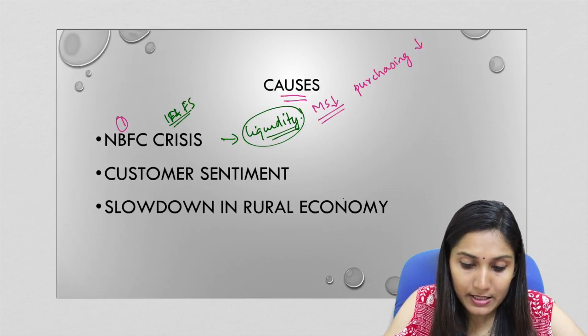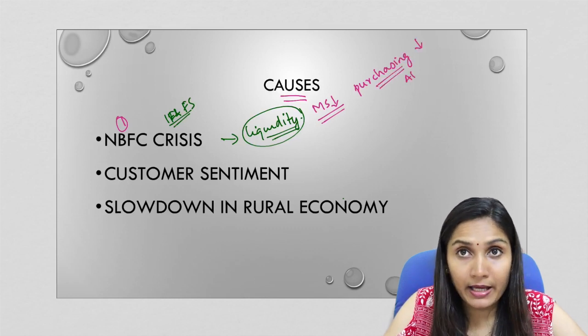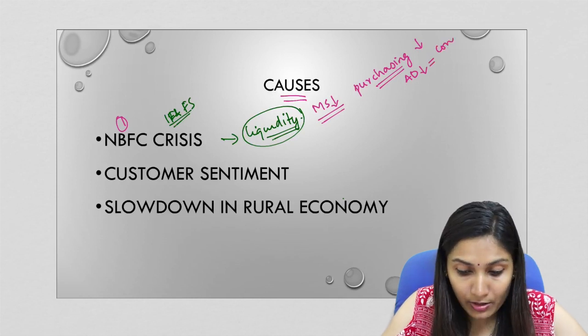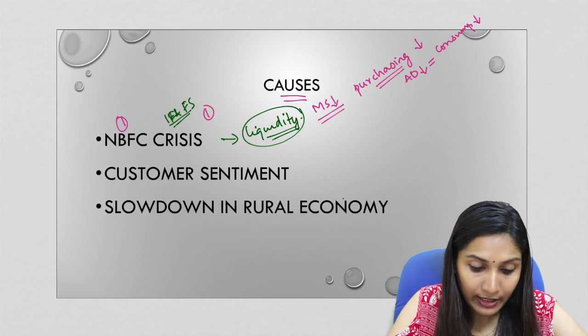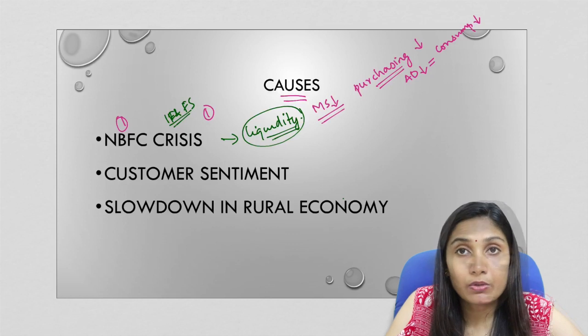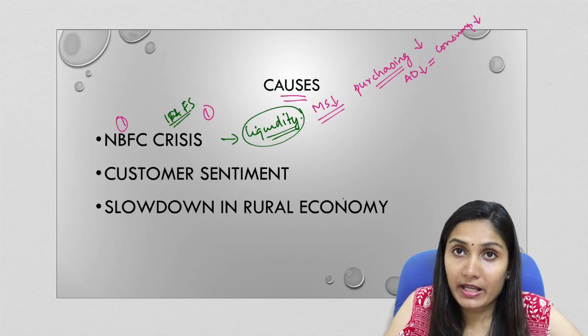So with lesser purchasing power, their aggregate demand also will come down. And when aggregate demand comes down, the consumption will also come down. So that is the first reason why there is a decline in the demand for automobiles. So this liquidity crisis is one major issue.